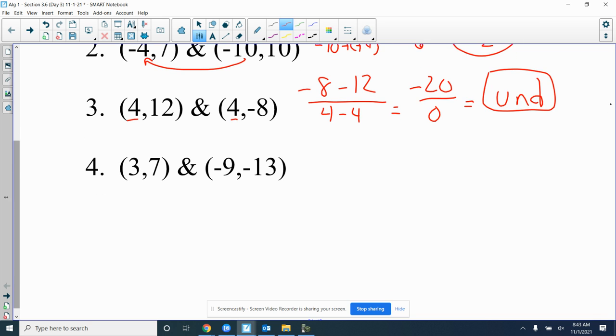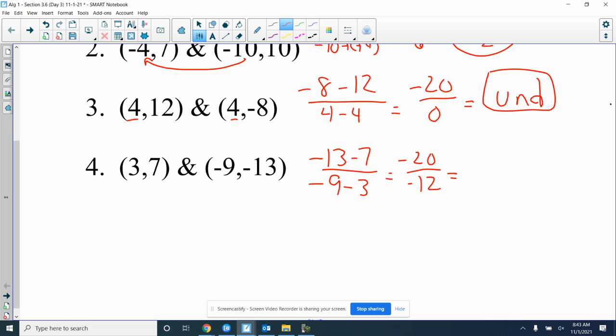Let's see. Jenna, help me with 4. Negative 13 minus 7. And then negative 9 minus 3. Go ahead. I got negative 20 over negative 12. What's a negative over negative, Jenna? Positive. Okay, so it's going to be a positive slope. Okay, we want to reduce that. What's the biggest number that goes into? What'd you get for when you reduced it?